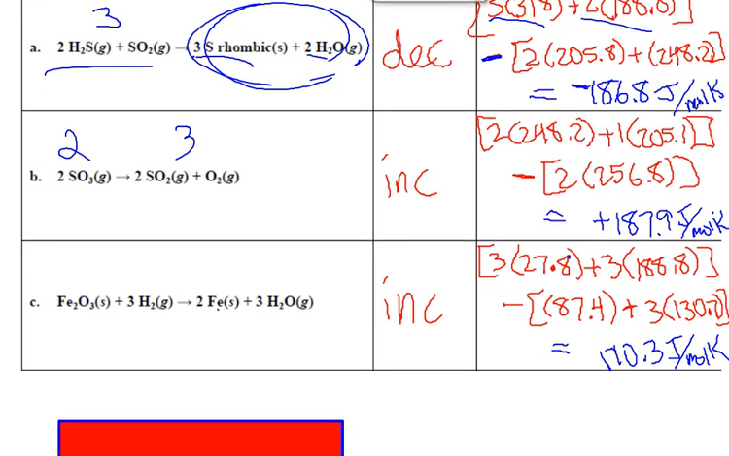Same thing with the other two. Just products minus reactants. Careful, careful, careful. Hey, Mr. Murphy? Yes, where did that 2 come from? Can anyone answer that question? Where did that random 2 times 2, 58, 56?